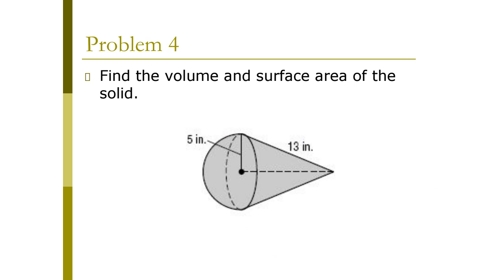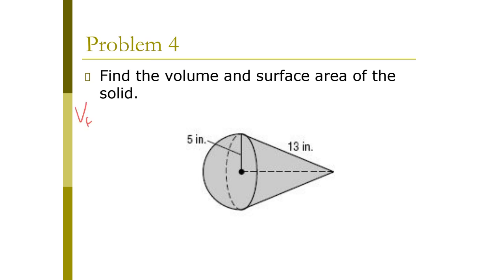All right, we got ourselves another composite solid here. This time we have, it looks like a hemisphere with a cone attached to it as well. So we want to find the volume and the surface area, a little bonus action. Okay. So let's see here. I'll go with my hemisphere first. I'll do that in red.